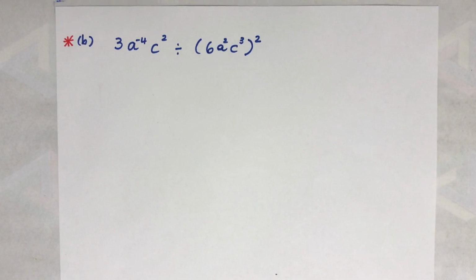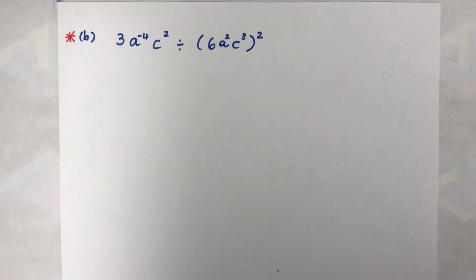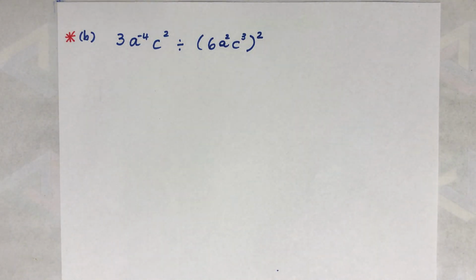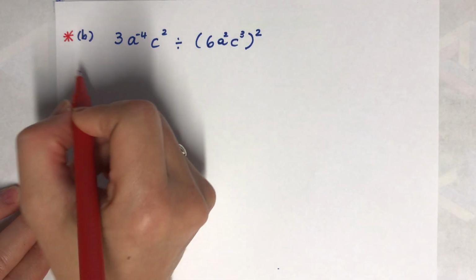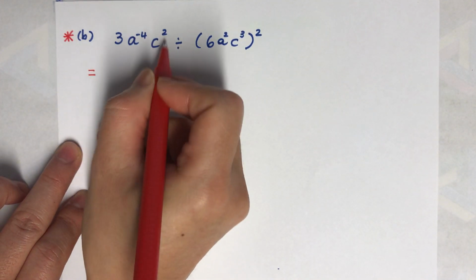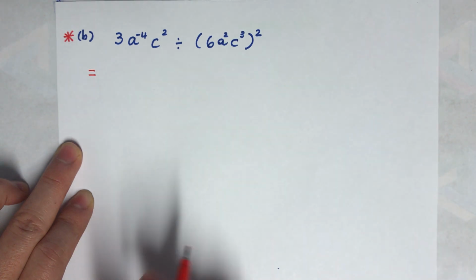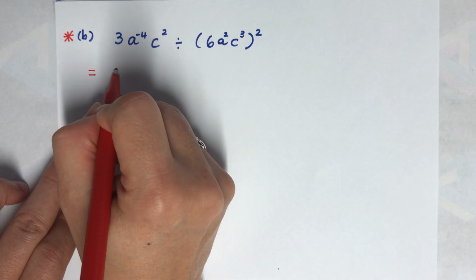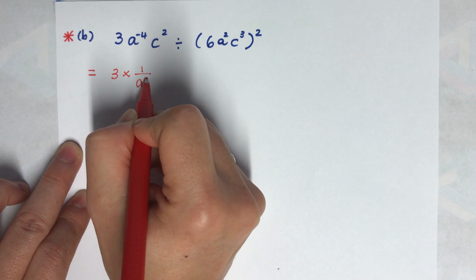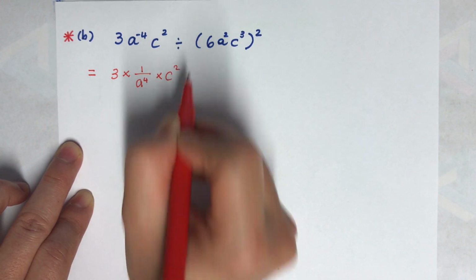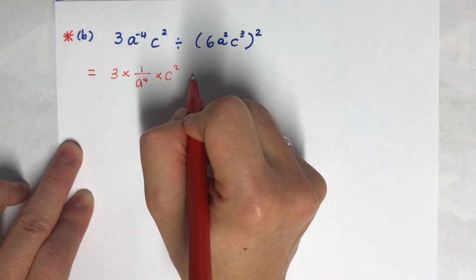Question 2. Okay, it's got a little star sign on there. It means just be cautious, that's all. Nothing special, just be cautious. It's not super hard or anything like that. So let's have a look. I'm just going to change this one before flipping or anything. What does that mean? It's 1 over a to the power of 4 times c to the power of 2. Yep, that's it. That's all I've done.